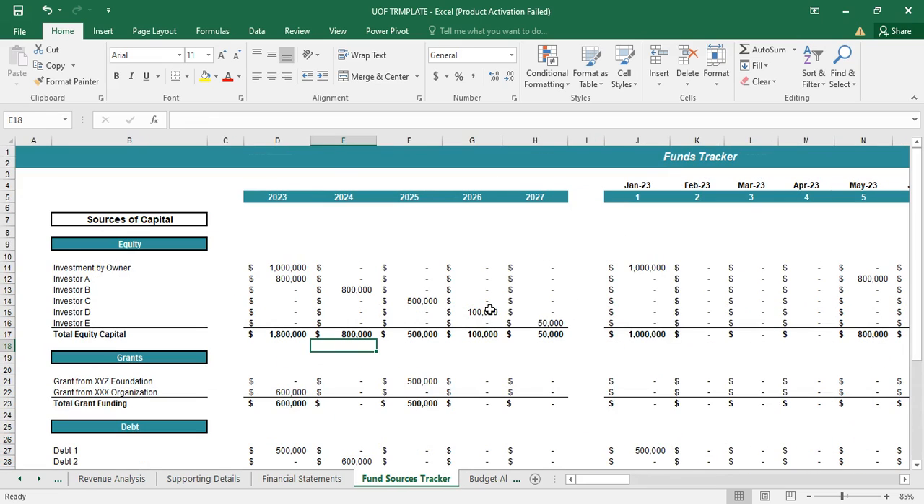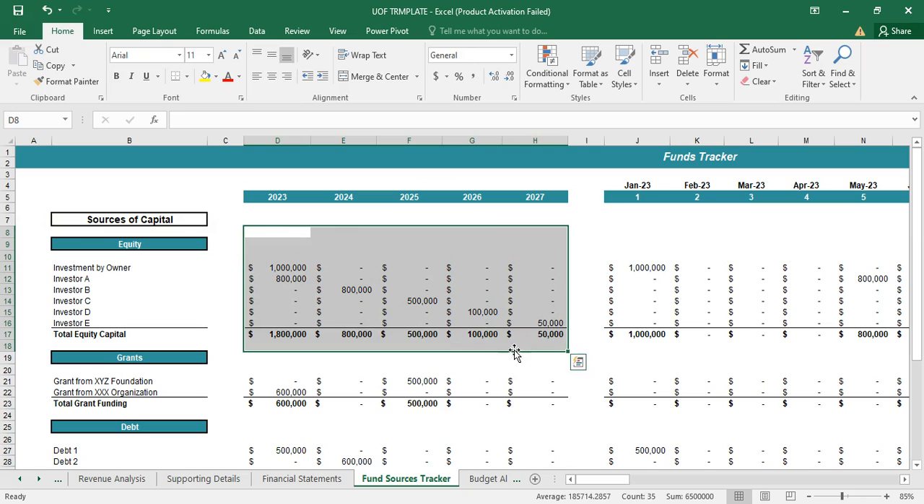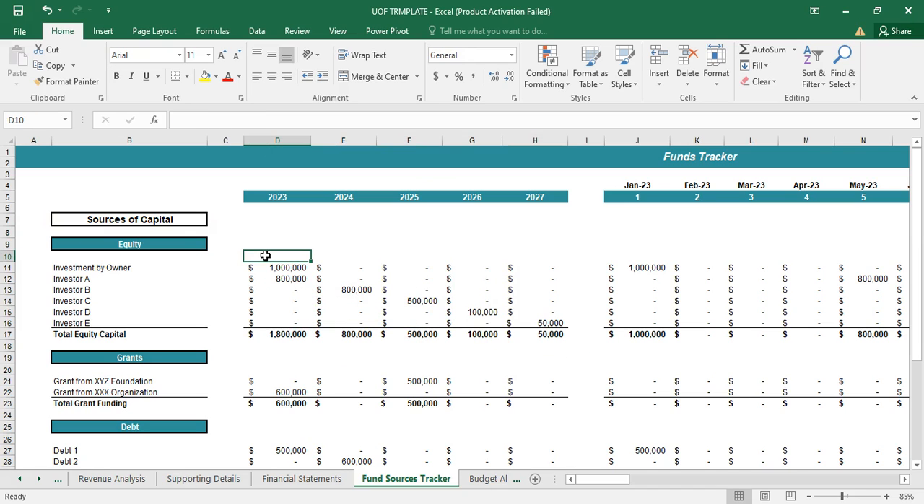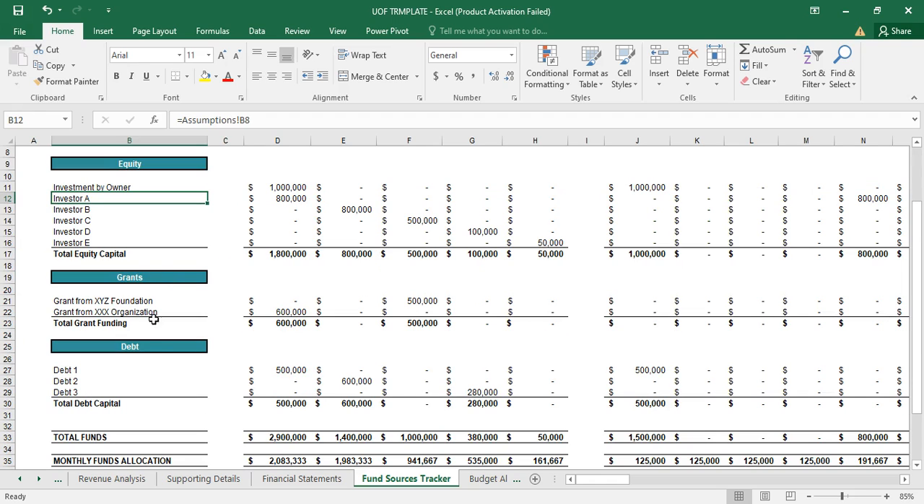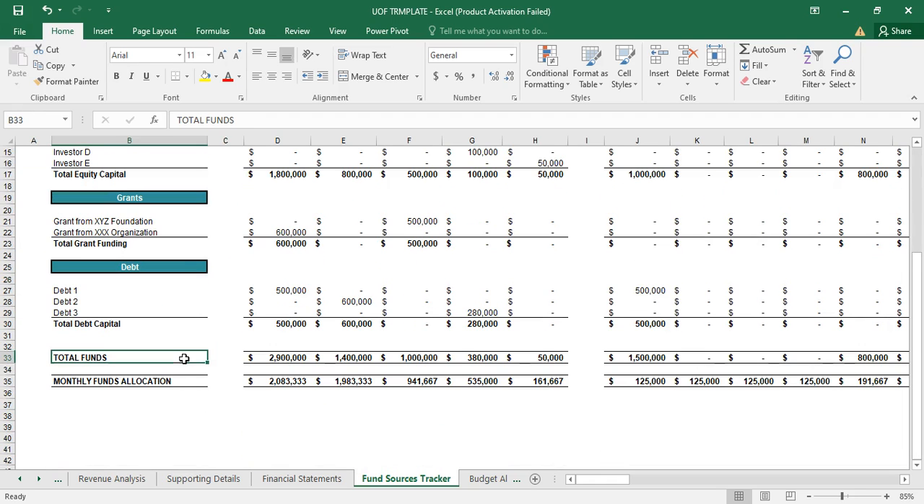Next, we have the fund sources tracker. Here we have included the sources of capital and how they are arising in each of the months, and then a total figure as well for each year. So in this model, we have sources of capital, three basic sources of capital, that is equity, grants, and debt. And then we have total funds calculation at the end, and also a monthly funds allocation calculation at the end of the sheet.